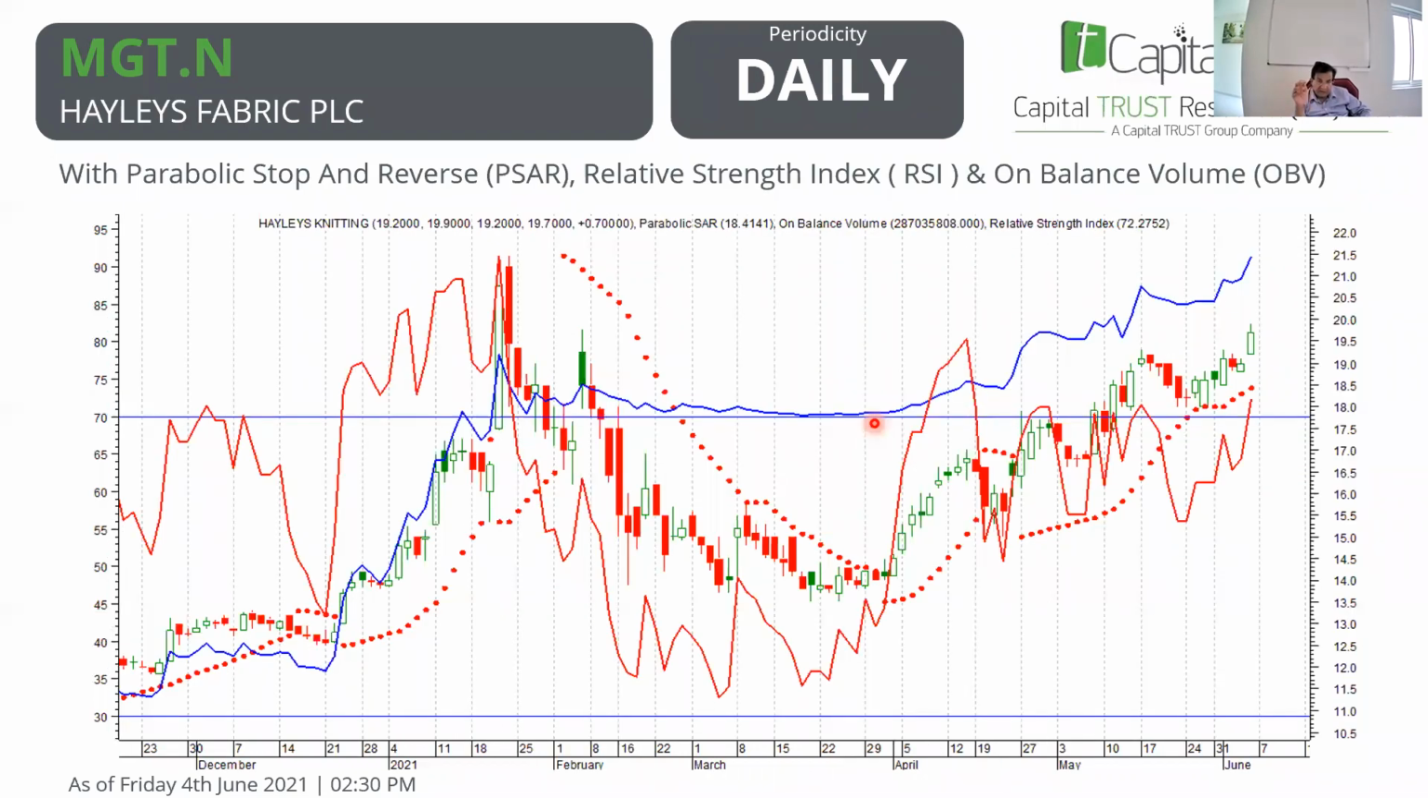Well, this is Haley's MGT, the fabrics company, the fabric producer. Excellent OBV. People are buying. Rising RSI, parabolic showing buy, right? Whatever you show on this chart for MGT is buy, right?